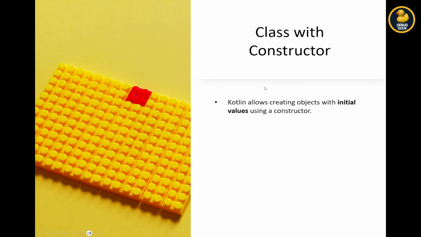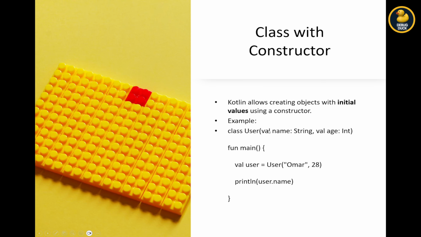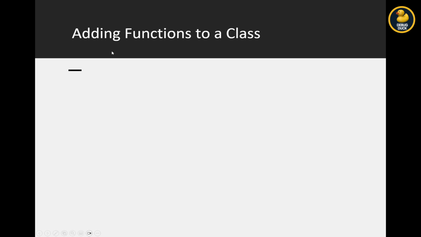Class with constructor. Kotlin allows creating objects with initial values using a constructor. For example, here is a class User that takes parameters, the name and age. When I define the user and invoke the constructor, I can pass the arguments for these parameters. This is a short and clean Kotlin syntax.